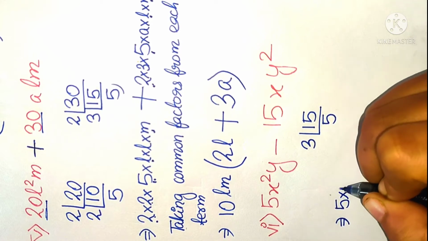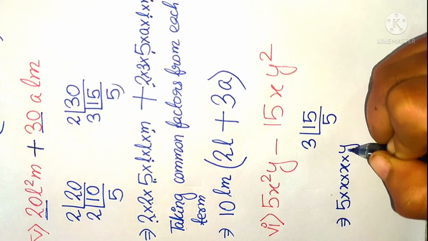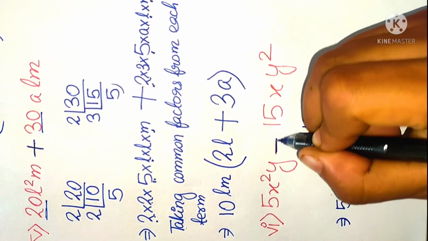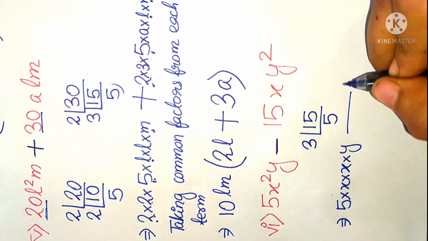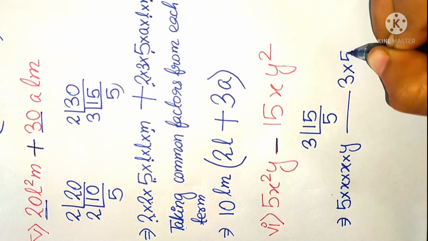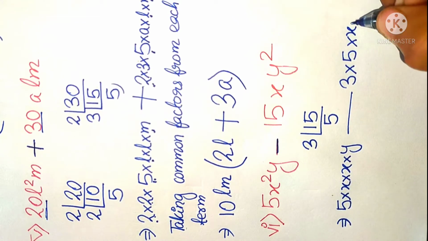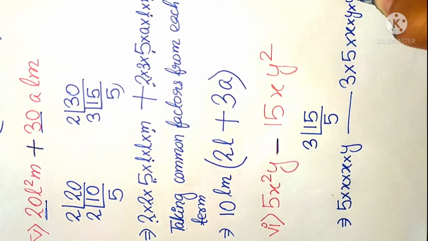Let's rewrite it. Here we have 5, so write 5. Here we have x squared, that is x into x. We have y here, so into y. We'll write the separator, that is minus here. Next we have 15. 15 can be written as 3 into 5. So write 3 into 5. Next we have x here. So write x. Here we have y squared, that is y into y.